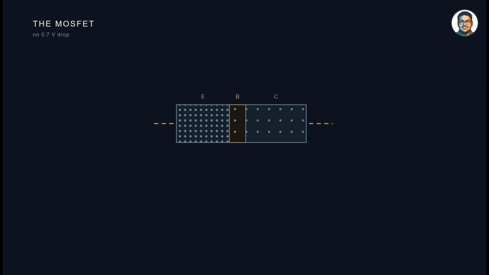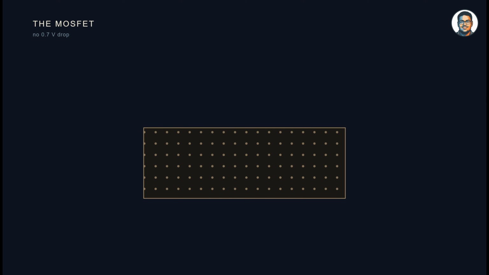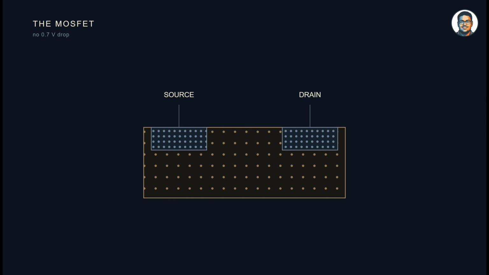MOSFETs, on the other hand, though quite similar to the BJTs, eliminate the 0.7 volt and so are primarily used for on-off operations. MOSFETs, short for metal oxide semiconductor field effect transistor, have three terminals: source, gate, and drain.